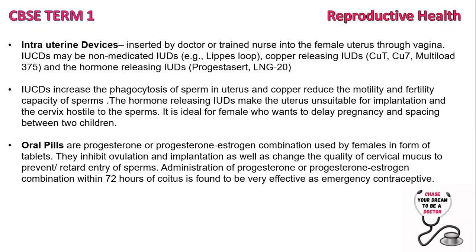IUDs or IUCDs increase the phagocytosis of the sperms inside the uterus. The copper releasing IUDs release copper ions that reduce the motility and the fertilizing capacity of the sperms. The hormone releasing IUDs make the uterus unsuitable for implantation and the cervix hostile to the sperms. And IUCDs are the best contraceptive method for females who want to delay pregnancy or need spacing between two children. Is it clear for everyone?